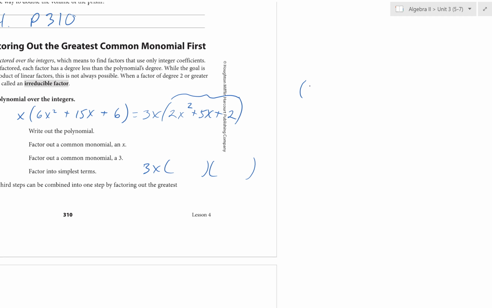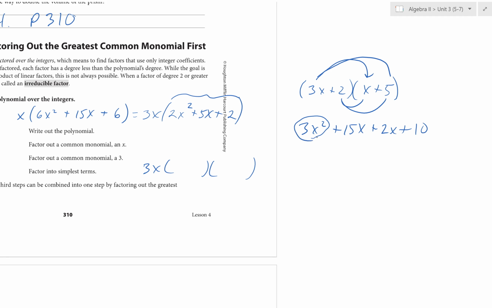If I have something like, let's say, 3x plus 2 times x plus 5, when I FOIL this out, that would be 3x squared plus 15x plus 2x plus 10. What we want to recognize is that the first term came from the first two parts of the binomials. The 3x times the x gave me 3x squared. And now look at the end of the answer. 10 came from 2 times 5.